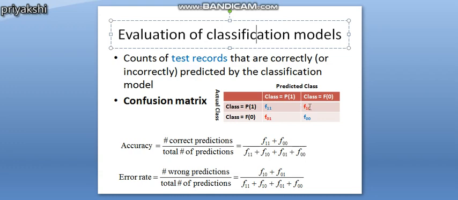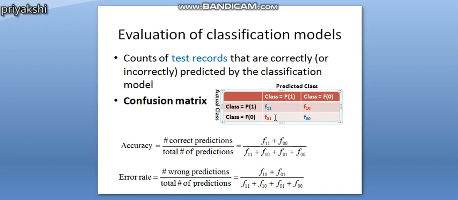Okay, so here it is F10, that means actually the student has passed the examination, but the classification model has predicted that the student has failed. Okay, so this is the true negative. Okay, so the classification model has incorrectly predicted the class level as fail, whereas the actual class level is 1.